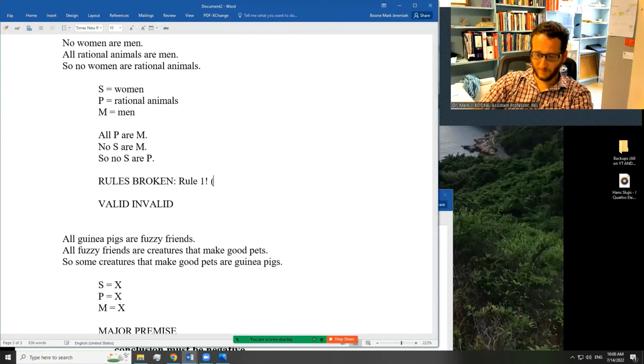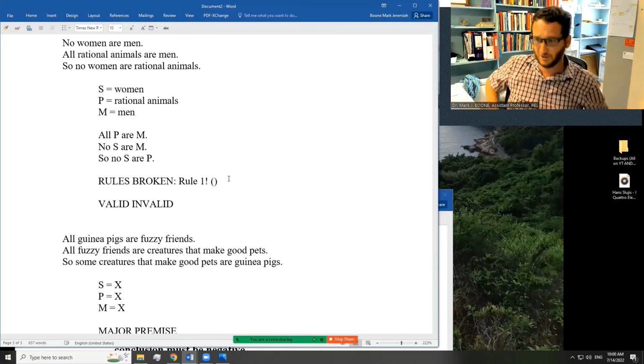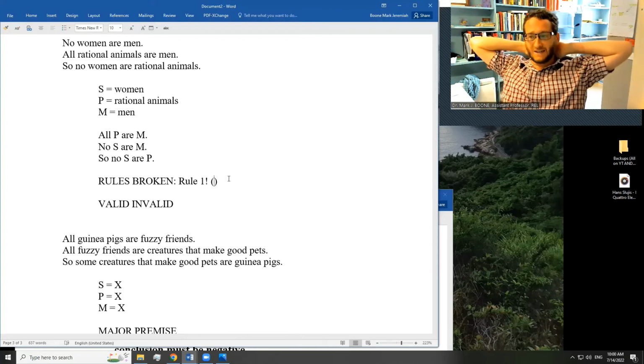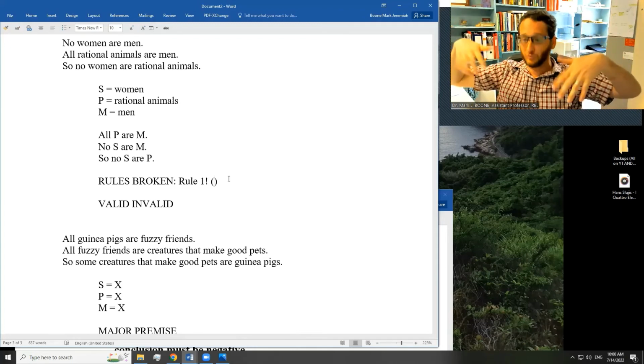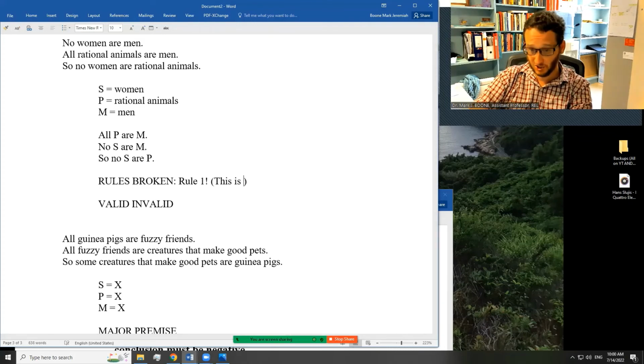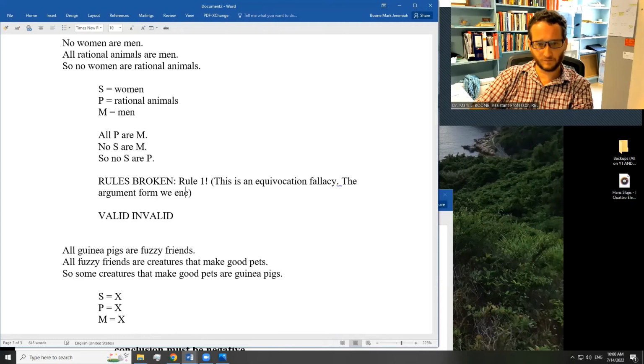So if you're going to do it this way, and I said this is a way you could, a way that would almost work. I could almost suggest doing this. Represent the argument as if it's valid. Show this valid argument form here, and then state that it actually breaks rule 1, but give an explanation. The explanation could go something like this. This is an equivocation fallacy breaking rule 1.